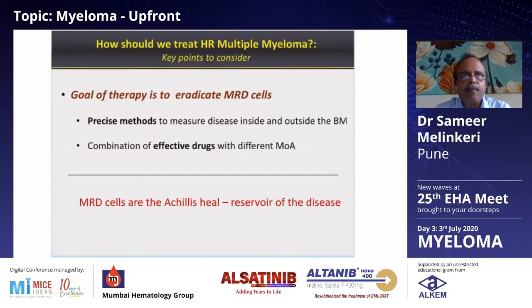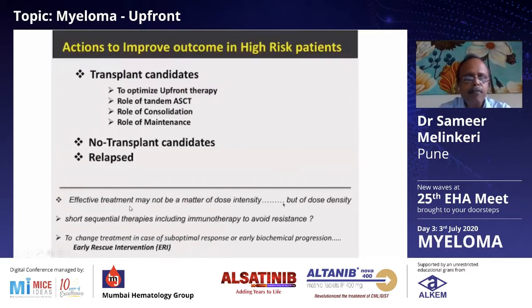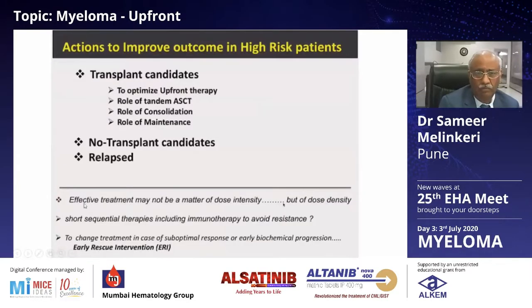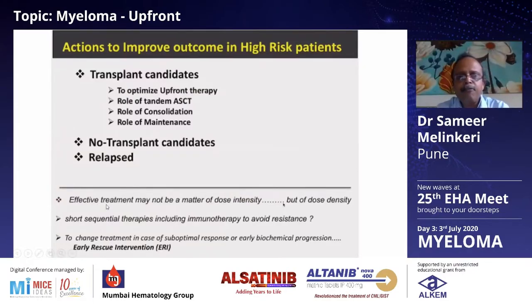Just the final slide on how one should treat patients with high-risk myeloma. The goal in these patients should be to eradicate MRD cells. So you must keep on striving to achieve a complete response and MRD negative state. MRD cells are basically the Achilles heel, and they are the reservoir of the disease, and therefore you need to achieve MRD negativity. For this, in general, effective treatment may not be a matter of dose intensity, but more of dose density. So a dose dense regimen would probably fare better than an intensive regimen.